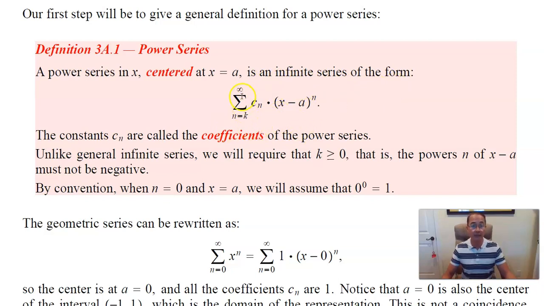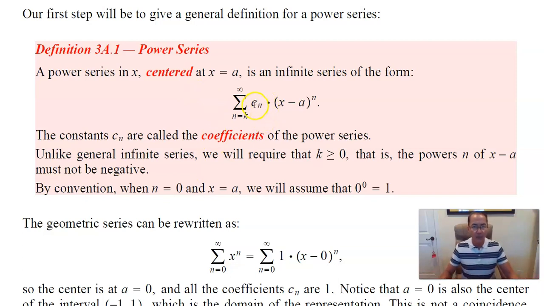Summation n equals k to infinity, c sub n times x minus a to the power n. So in our example, x to the n, well, there's no a. Well, yes, there is: 0. x minus 0 to the n is the same as x to the n. So for the geometric series, the center is going to be 0. And to be honest, most of the power series that we're going to look at will be centered at 0. It's the most simple center, after all.